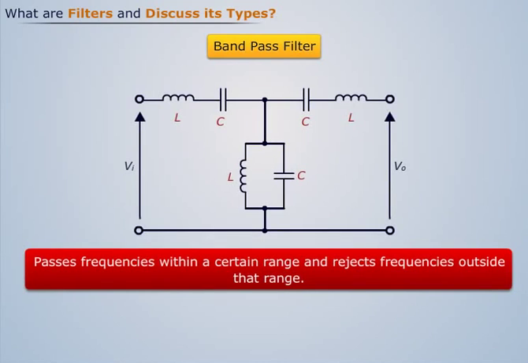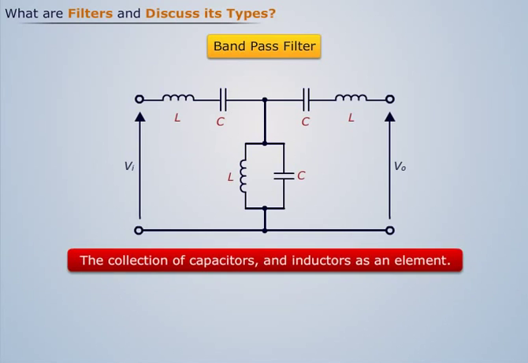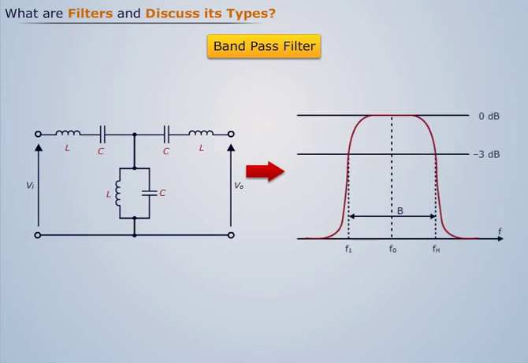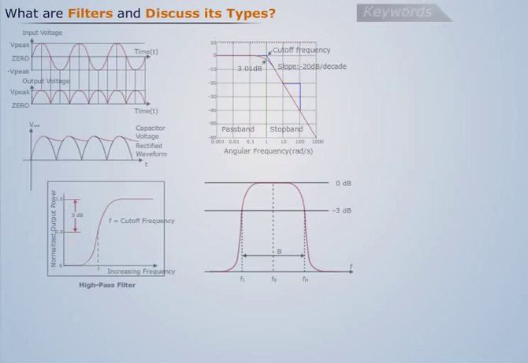Now there is also a type of filter called a band-pass filter. Band-pass filters are the filters which pass frequencies within a certain range and reject frequencies outside that range. A band-pass filter circuit is the collection of capacitors and inductors as elements. The graph of band-pass filters shows it passes frequencies within a certain range.